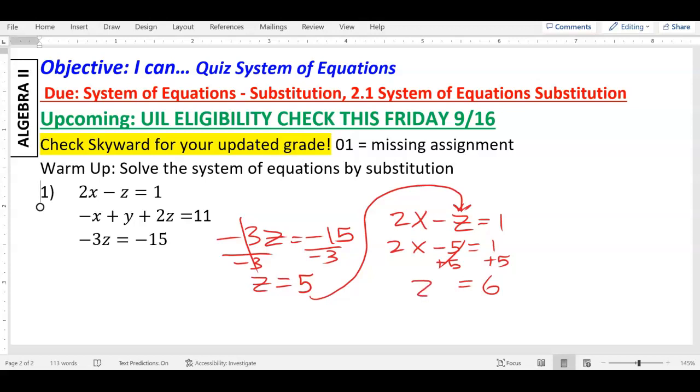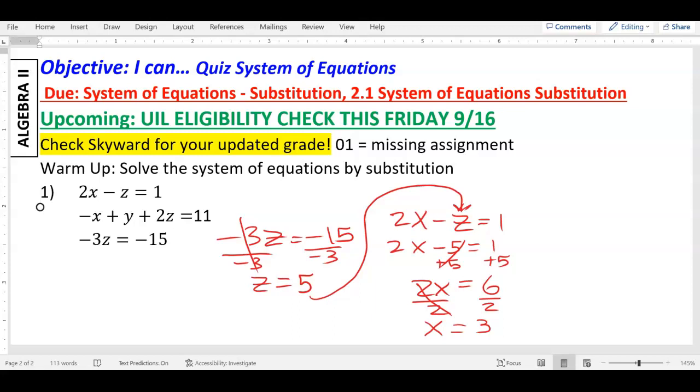So, let's bring down 2x. And how do I get rid of the 2 in front of x? Divide by 2. 6 divided by 2 is 3. So we find one variable, then we use that to find the second variable, and now we can put it into the longest one.